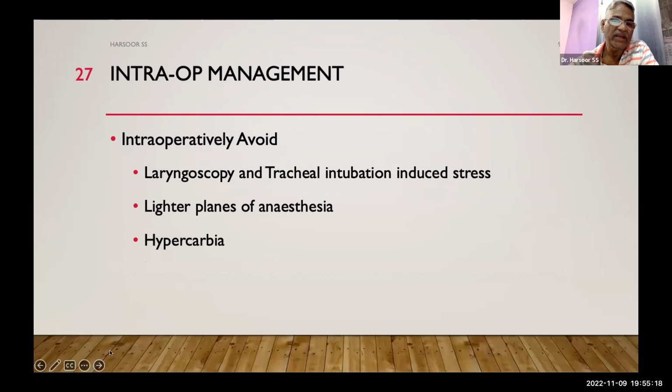But what we need to remember is, intraoperatively, wherever it is possible, try to avoid laryngoscopy or tracheal intubation-induced stress, like prolonged intubation or intubation under lighter planes of anesthesia, or the maintenance of lighter planes of anesthesia, and any inadvertent hypercarbia, because all these things may make the management of blood glucose level different or difficult.